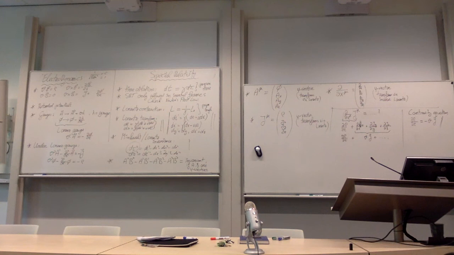Because if we just know from understanding what charge conservation means that this plus this is zero, what should this number be? That's zero. Okay.